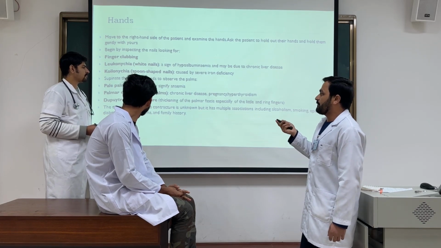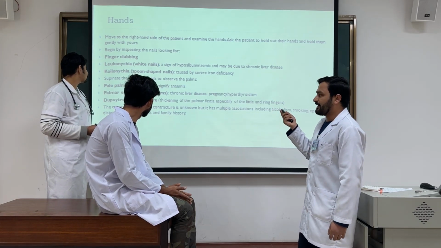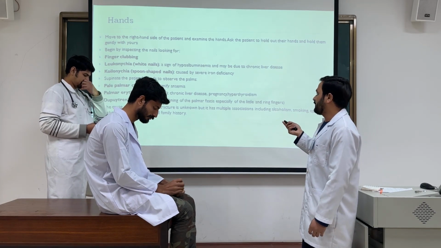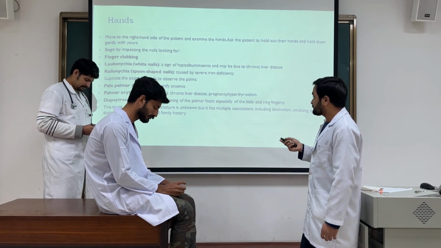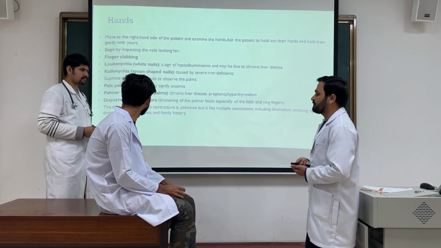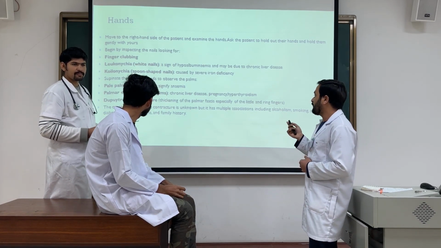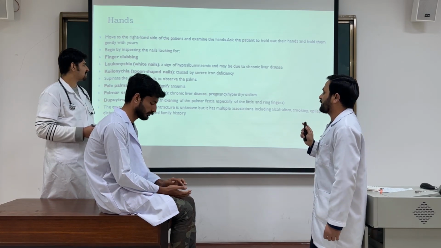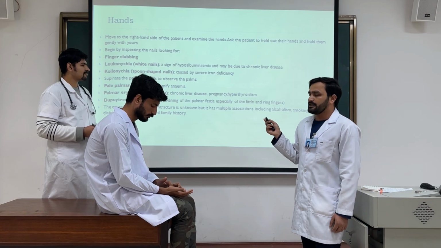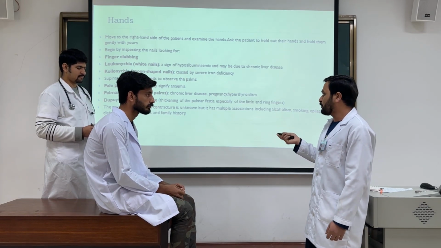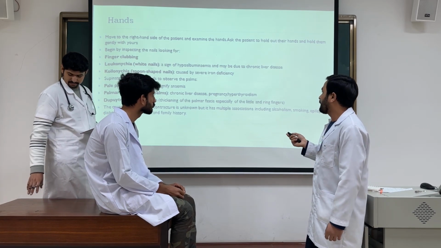Then we see the palm. If we see palmar erythema, meaning red palms, it also indicates that there is something wrong with the liver, meaning chronic liver disease. Lastly, we will see Dupuytren's contracture. Dupuytren's contracture means thickening of the palmar fascia, especially at the little and ring finger. The cause is unknown, but it is associated with diabetes, smoking, and alcohol.